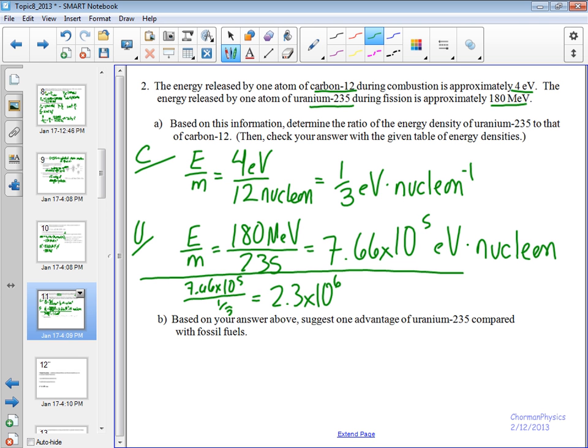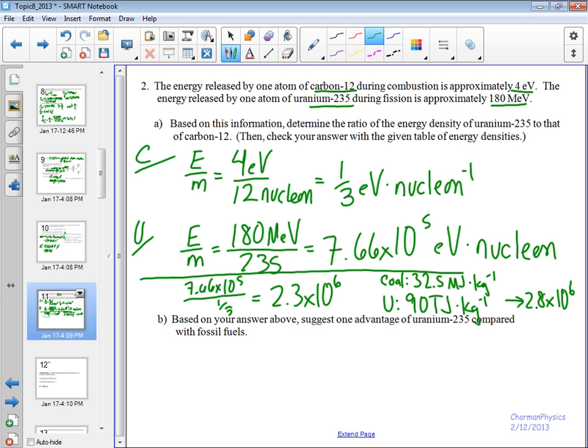If you look at the table there in the beginning of the chapter, for coal, I believe the energy density was 32.5 megajoules per kilogram, and for uranium, I think in that table it said it was 90 terajoules per kilogram. If you take a ratio of these two, that ends up being 2.8 times 10 to the 6th. So you really get a close number there in terms of the ratios.